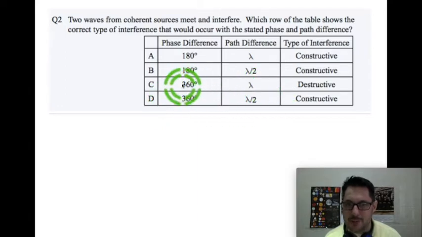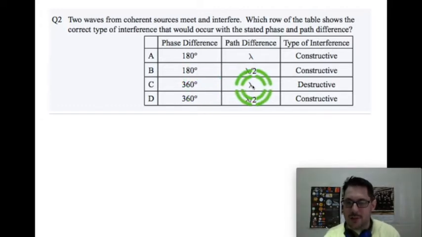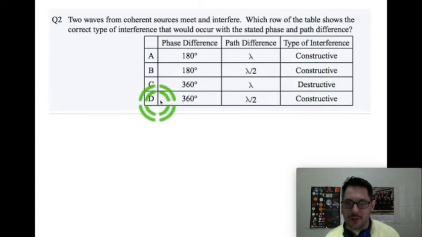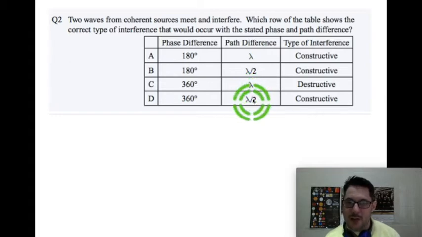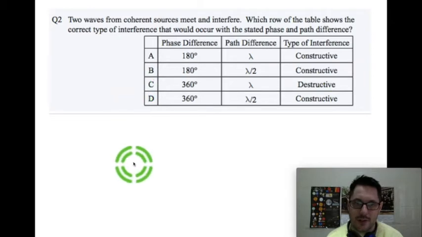Let's just double check that by looking at C and D. So initially 360 degrees in phase. After travelling a certain distance, there's been no change. Once they've got to that point X, they're still doing the same thing, so that should be constructive. This one, 360 degrees, doing the same thing. After travelling a certain distance X, it's been changed by half a wavelength, it's been changed by 180 degrees, so now they're doing the opposite thing, they're doing this, so this should be destructive interference. Okay, so the answer is B there.